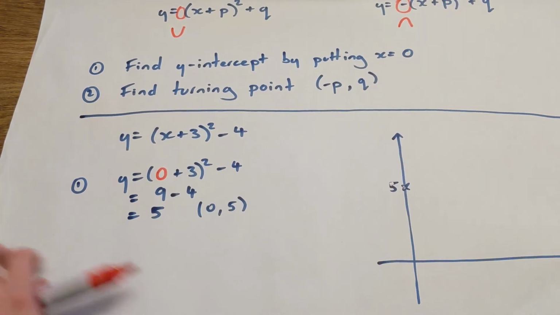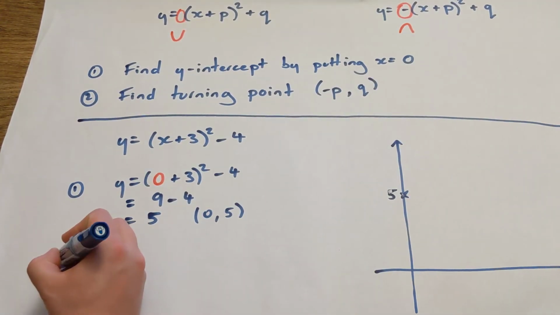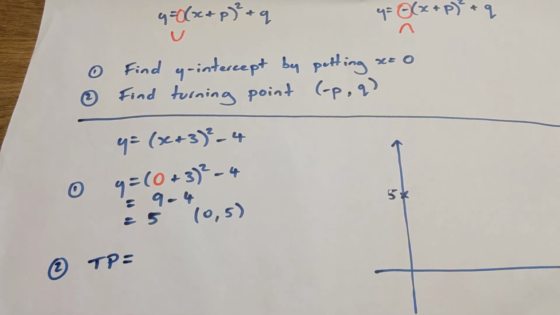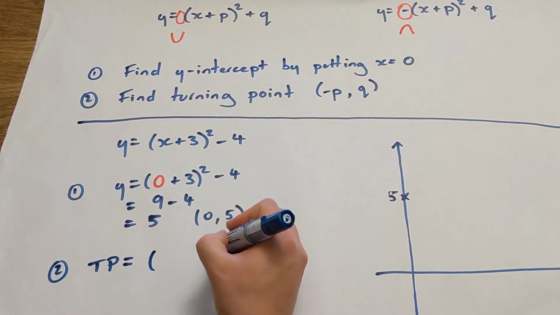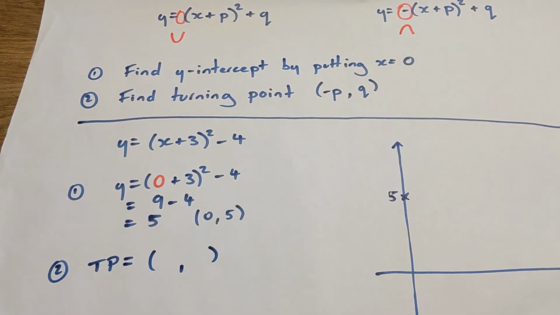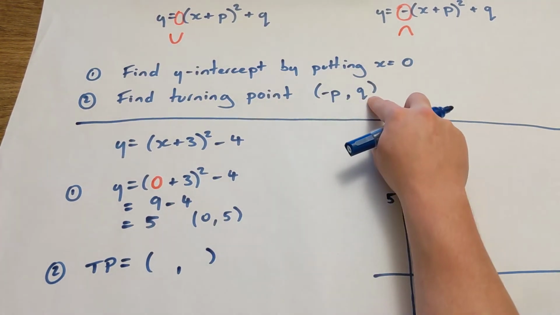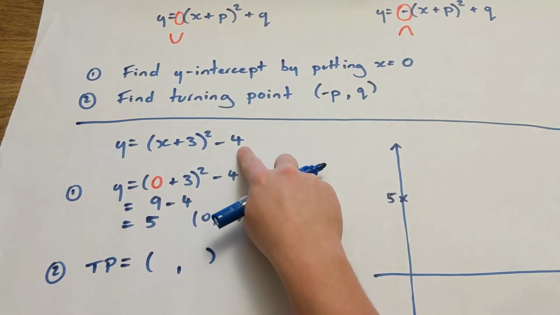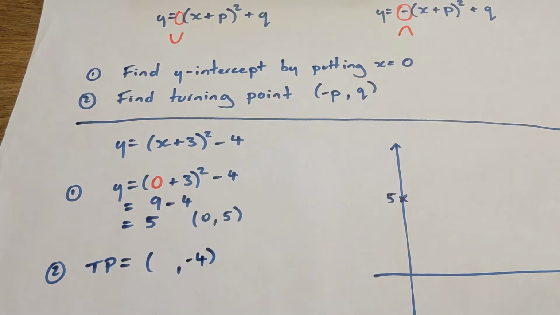Okay, next bit then is to find the turning point. I'm just going to write TP because I'm lazy, and you can do exactly the same. So the turning point is going to be a set of coordinates. The y part of it, that's the q up here, that's just the number on the end. So the number on the end of ours is minus 4. So the y part of a turning point is minus 4.